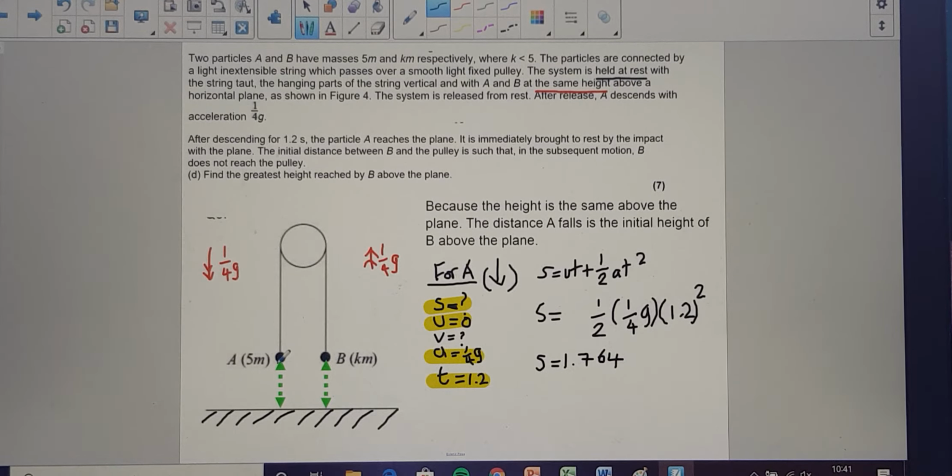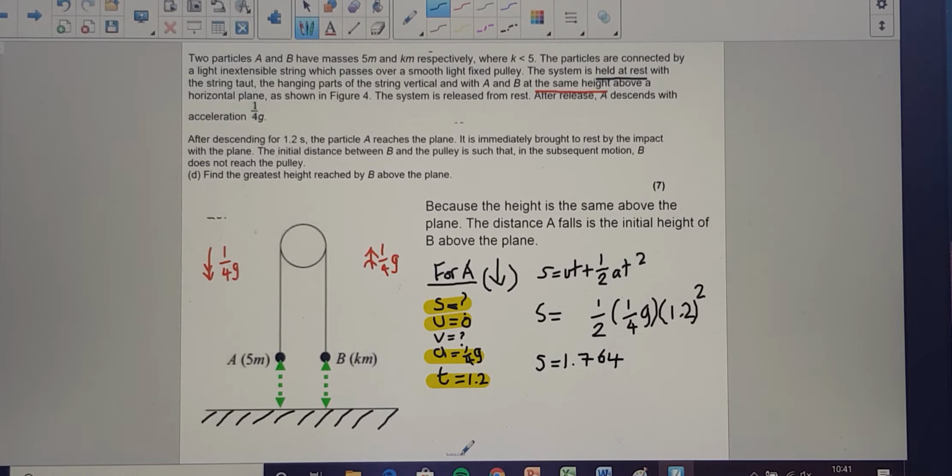So let's think again about what's happening. This has gone down by 1.764. So that's therefore the initial height, but as A moves down, B moves up, so it's this far above the ground, and then it's going to move a further 1.764. Then B is going to move freely under gravity.